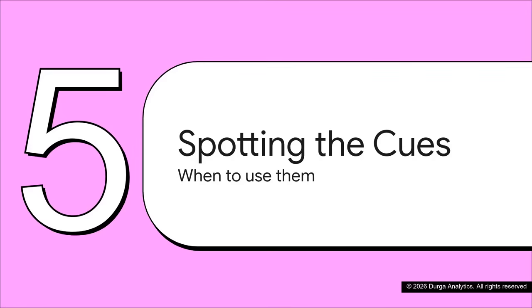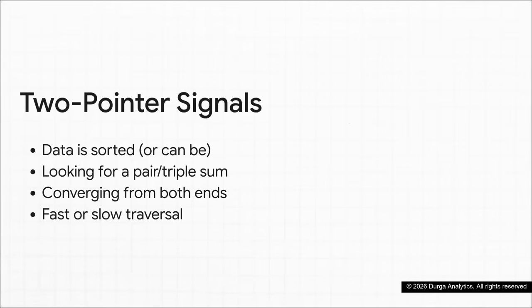Let's look at Section 5, spotting the cues. Knowing these patterns is great, but spotting the cues for when to actually use them, that is a critical meta skill for both architecture design and high-stakes technical interviews. For the two-pointer pattern, your alarm bells should ring the exact moment you hear your data is already sorted, or if it can be sorted cheaply. It's also your go-to if you're tasked with finding a pair or triple with a specific property, if you're hunting for a target sum converging from both ends, or doing fast and slow traversal to spot a cycle.